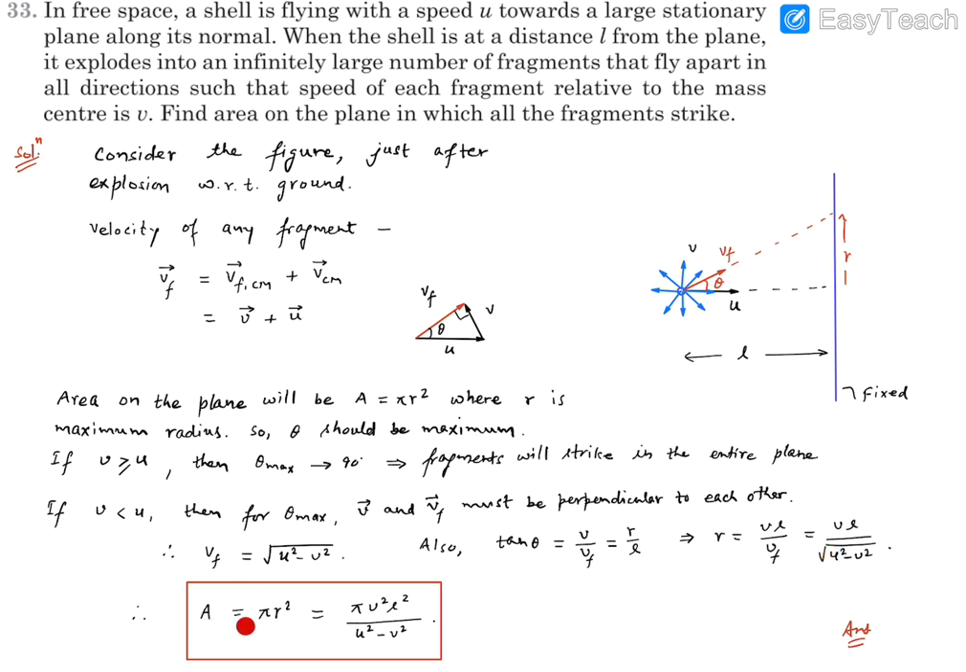That means the area on the plane is going to be pi r square, which is pi times the square of this, which is pi v square L square divided by u square minus v square. And that will be valid only if v is smaller than u, that means for this condition. And this itself says if v becomes equal to u or greater, then it will reach infinity. So there are two cases. In one case, the entire plane will be struck by the fragments, and in the second case, this will be the maximum area that will be struck by the fragments. So this is how we can give our answer. Thank you.